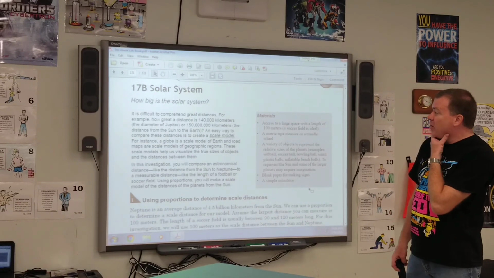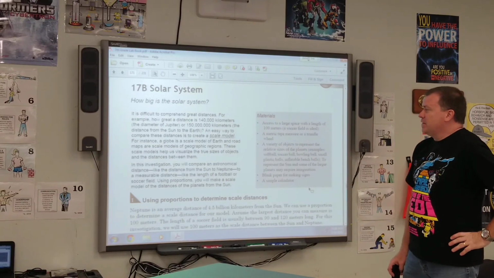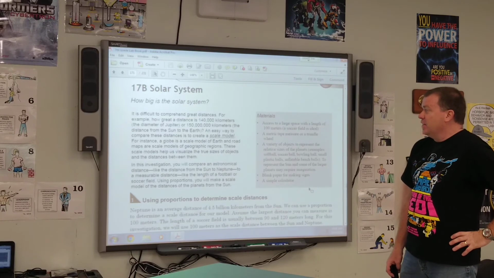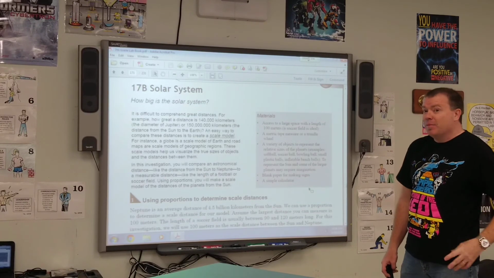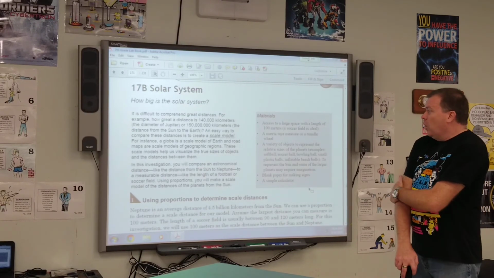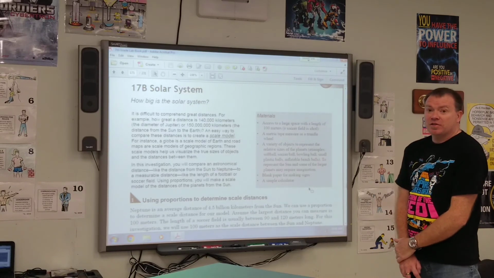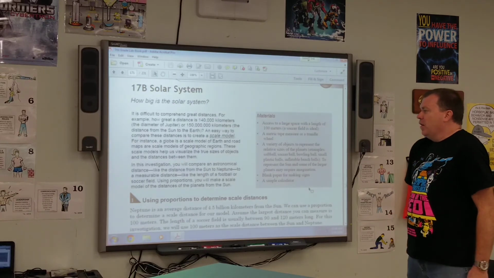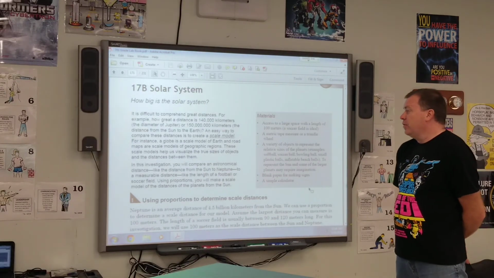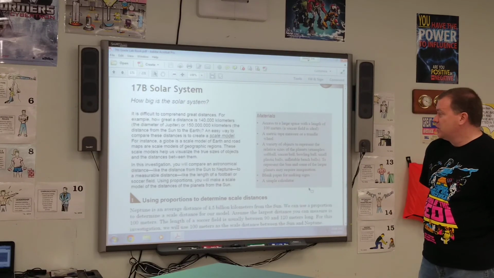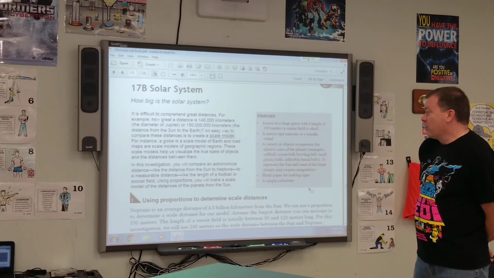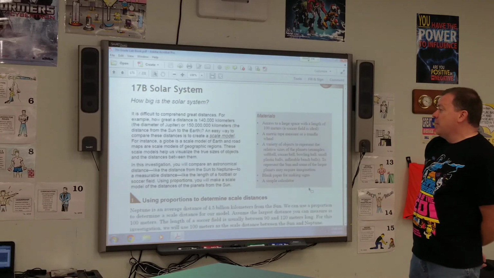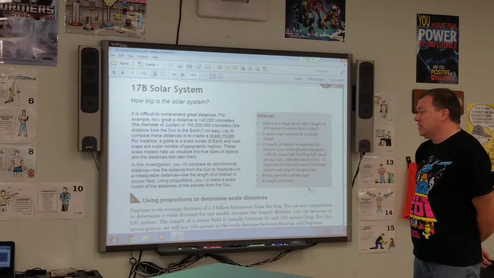I'm going to read the opening paragraph. It's difficult to comprehend great distances. For example, how great a distance is 140,000 kilometers, which is the diameter of Jupiter, or 150 million kilometers, the distance from the sun to the earth? An easy way to compare these distances is to create a scale model. For instance, a globe is a scale model of the earth, and road maps are scale models of geographic regions. These scale models help us visualize the true size of objects and the distance between them.